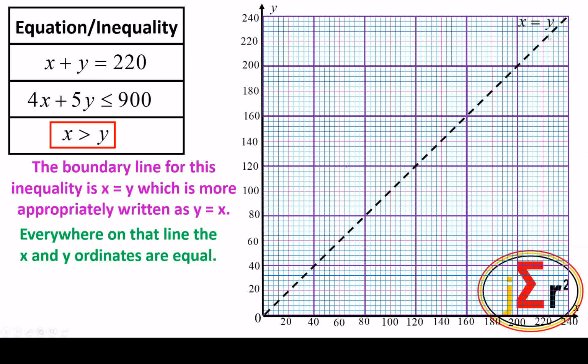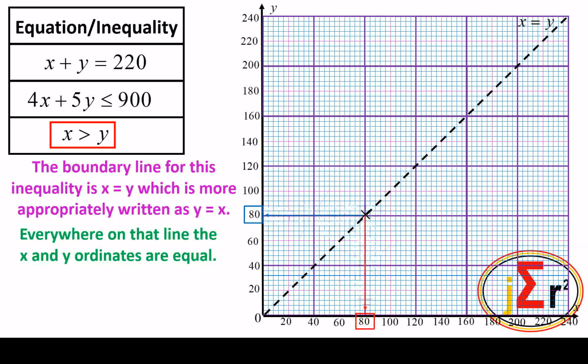Now, for this line, if we need to construct this line from scratch, we will have to draw a line which is y is equal to x, for which every point on that line, the x and y ordinates are equal. Everywhere on that line, the x and y ordinates are equal. And that is how we would construct that line.